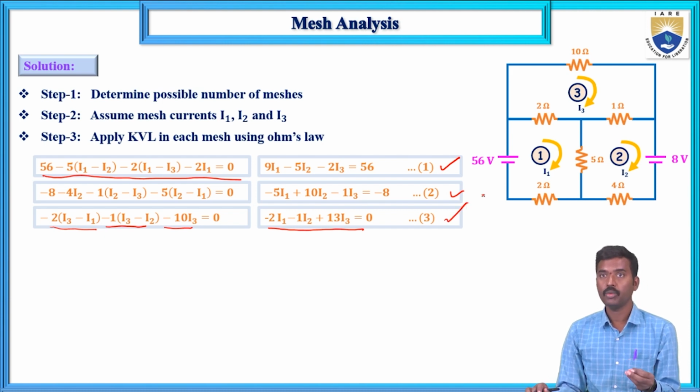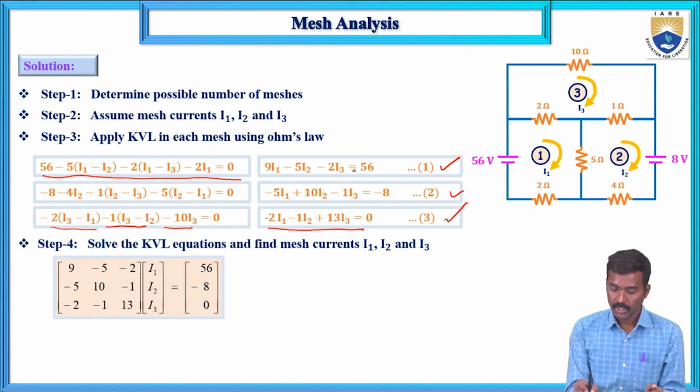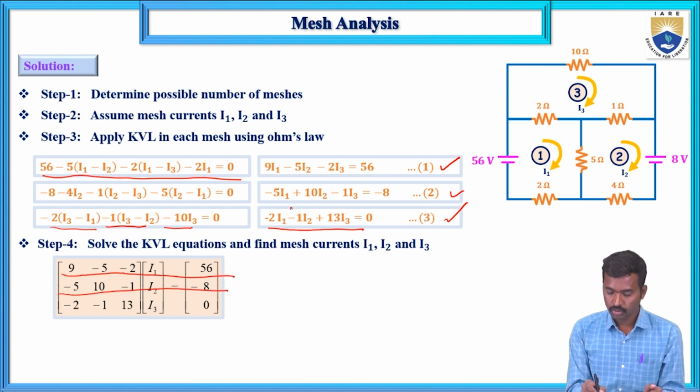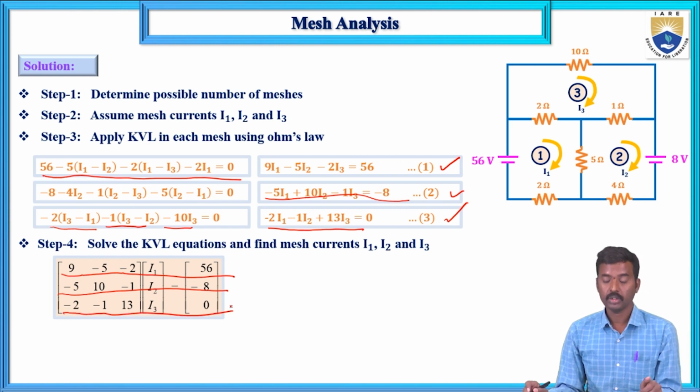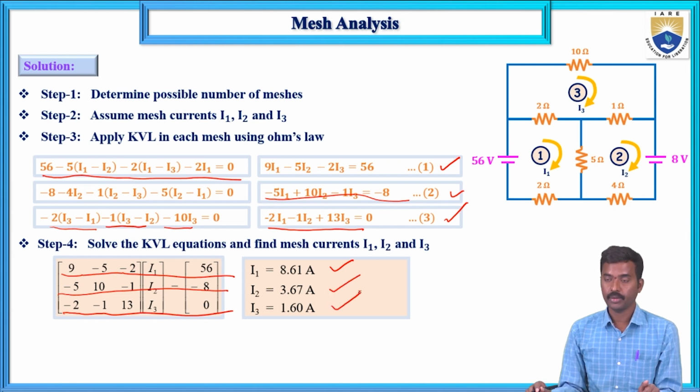3 equations we have. From these 3 equations, you can write the matrix form. 9 minus 5 minus 2, 56. Minus 5, 10 minus 4, this one. Minus 1 is equal to minus 8. Minus 2 minus 1, 13 is equal to 0. Solve this. You will get I1 8.61, I2 3.67 and I3 1.60.